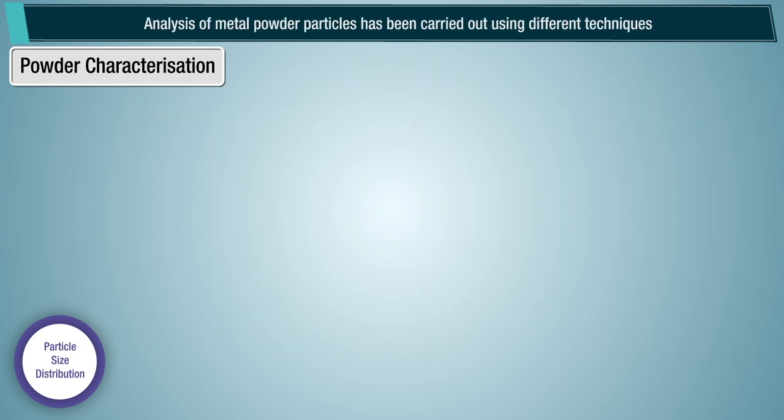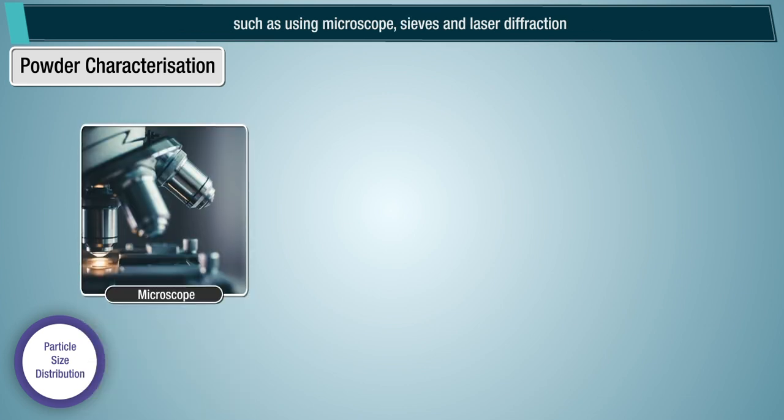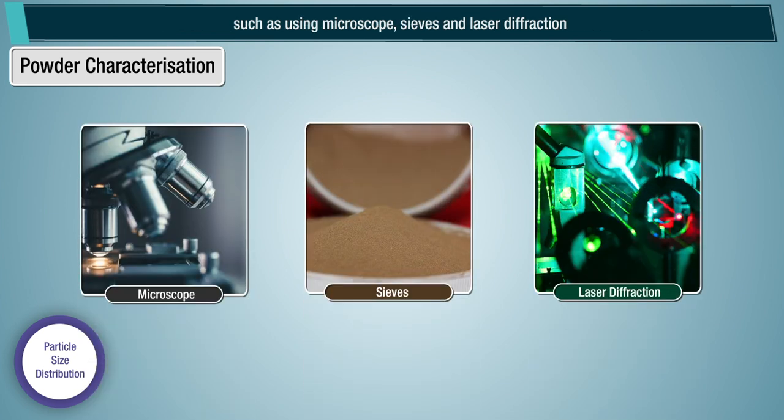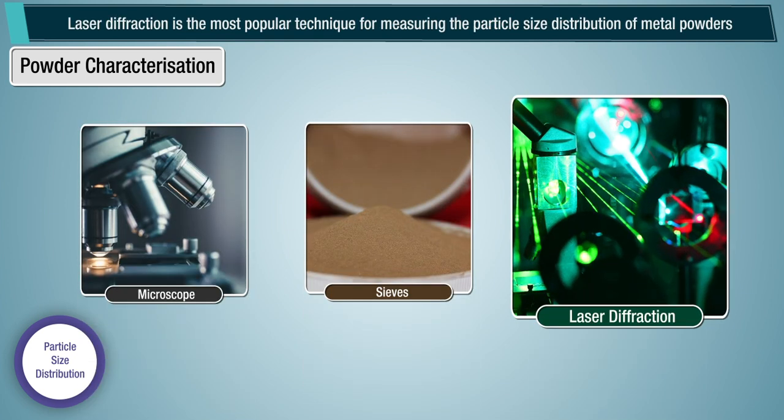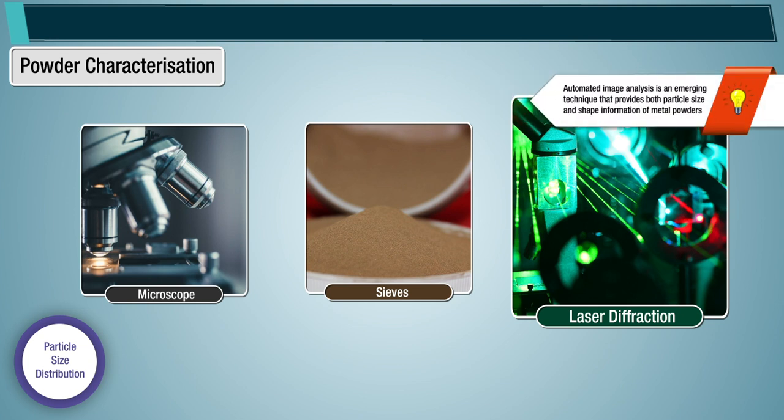Analysis of metal powder particles has been carried out using different techniques, such as using microscope, sieves and laser diffraction. Laser diffraction is the most popular technique for measuring the particle size distribution of metal powders. Note: automated image analysis is an emerging technique that provides both particle size and shape information of metal powders.